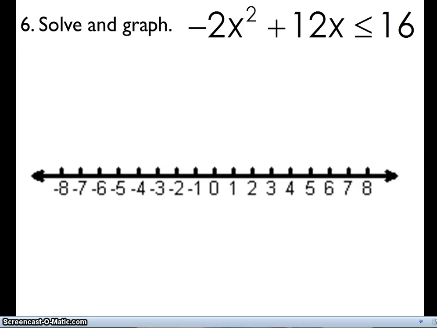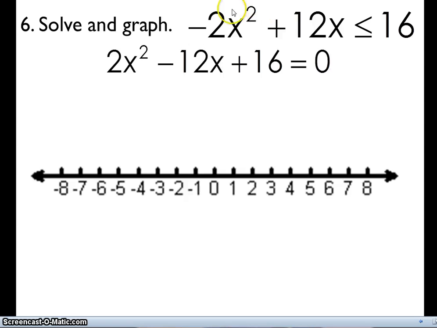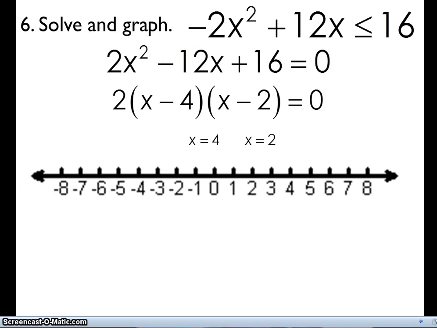All right, this one I've got a squared term that's negative, so we're going to need to move everything to the other side. So how do you move a negative 2x? You add it. How do you move a positive 12x? You subtract it. That's where those numbers came from. This has a GCF, and then you need to factor and solve.